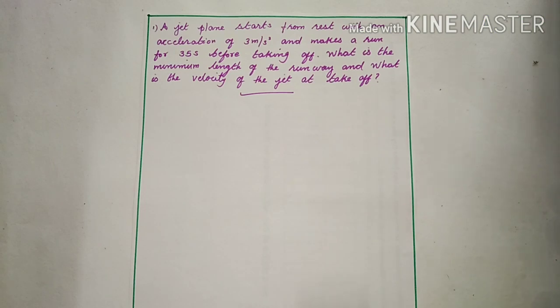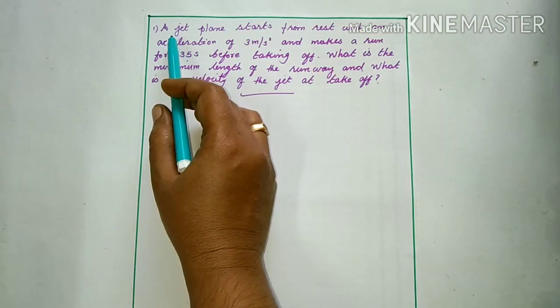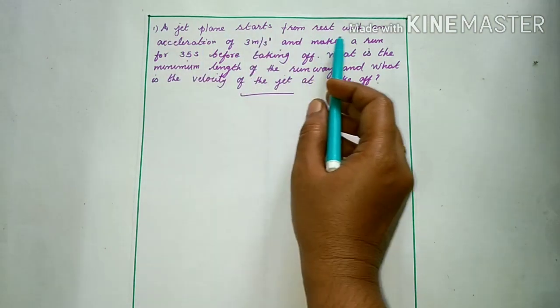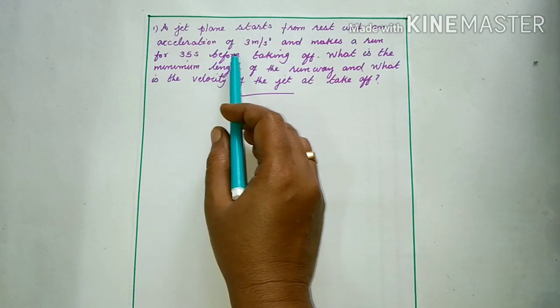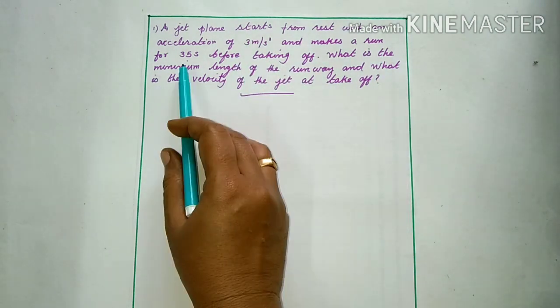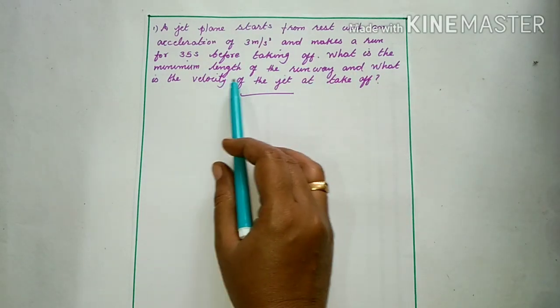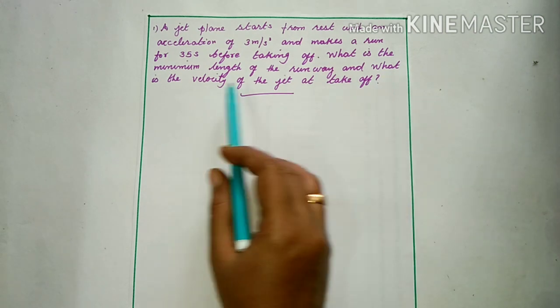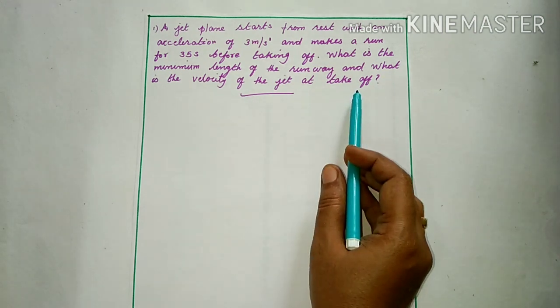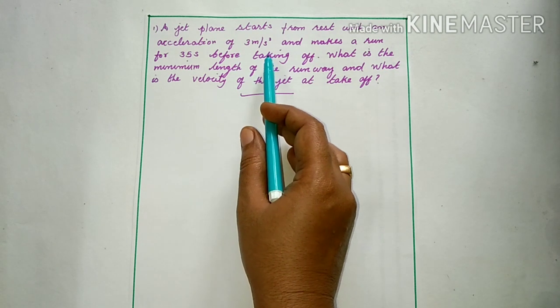Children, we can see some numericals. First question: a jet plane starts from rest with an acceleration of 3 meter per second square and makes a run for 35 seconds before taking off. What is the minimum length of the runway and what is the velocity of the jet at takeoff? So first you write the data from the question.